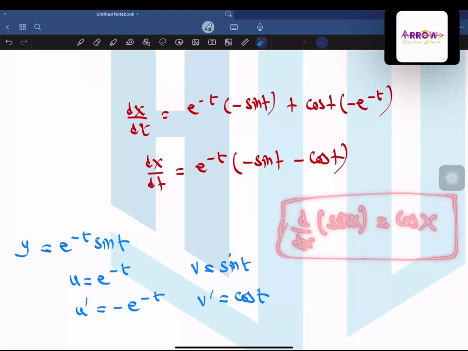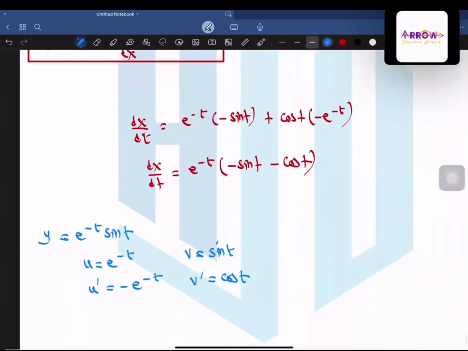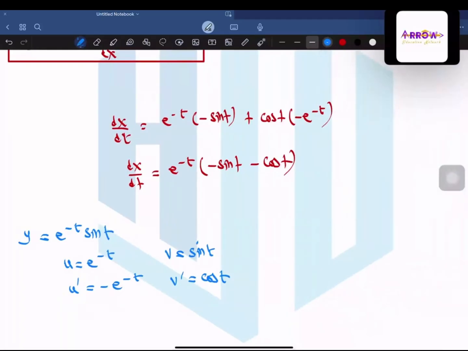This is also given to you in the formula booklet. So again, we are going to use the formula for the product rule of differentiation. dy over dt will be equal to uv dash plus vu dash. So u times v dash is e raised to the power of minus t multiplied by cos t, plus v times u dash, which is sine t multiplied by minus sine t multiplied by e raised to the power of minus t.